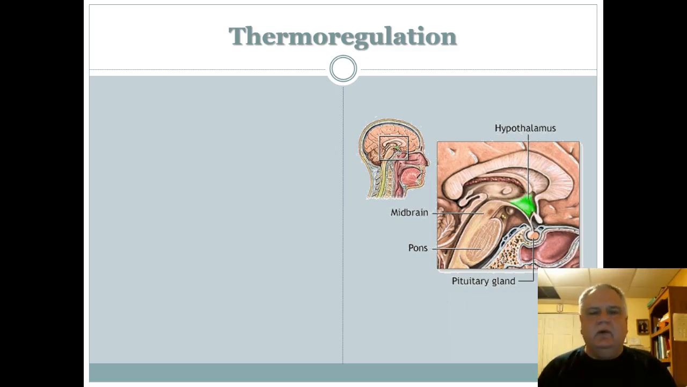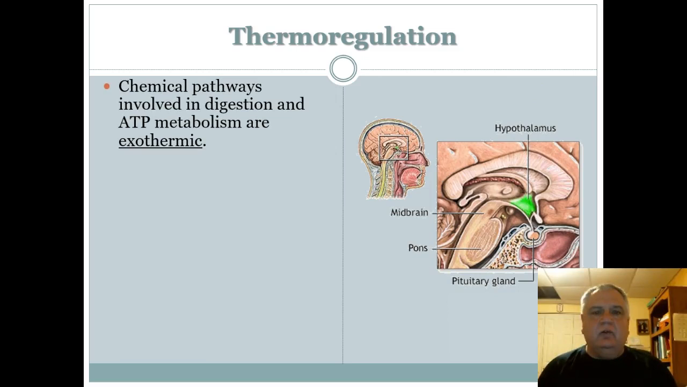Okay, next up, just very quickly, I want to wrap things up talking a little bit about thermoregulation. So thermoregulation refers to maintaining proper body temperature, that 98.6 degrees Fahrenheit or 37 degrees Celsius.